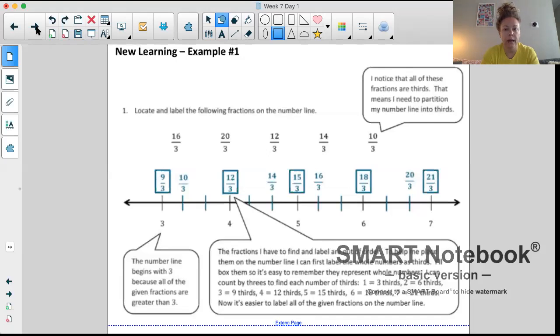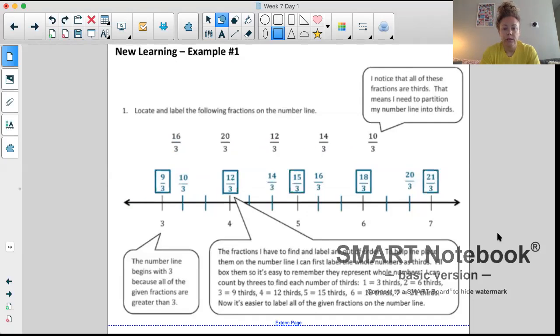Let's take a look at our new learning. So I see a number line here. Let's see what this says. Locate and label the following fractions on the number line. Over here we see this says, I notice that all of these fractions are thirds. That means I need to partition my number line into thirds. So all of these denominators are thirds, so their unit here is thirds.